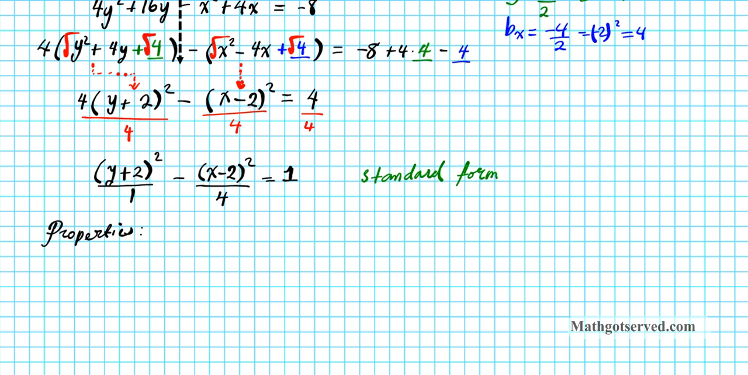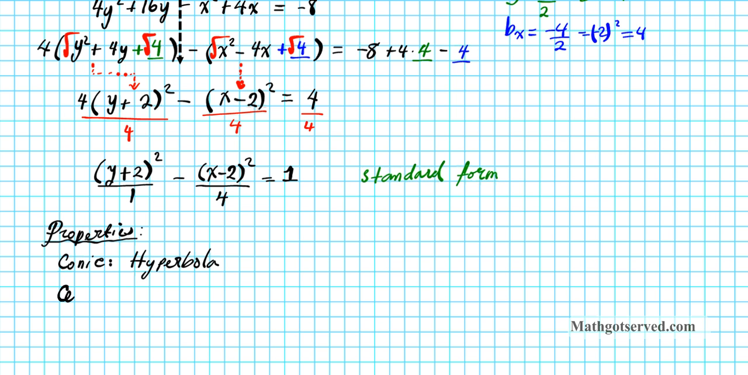Okay, we're going to start by identifying what the conic is. We already did that before. What kind of conic is this? This is a hyperbola, because we have two squares, a minus, and the coefficients were different, or the denominators are different, okay?